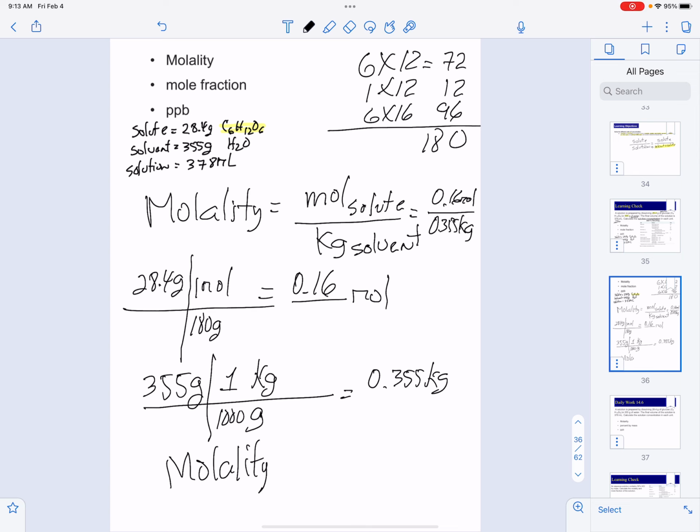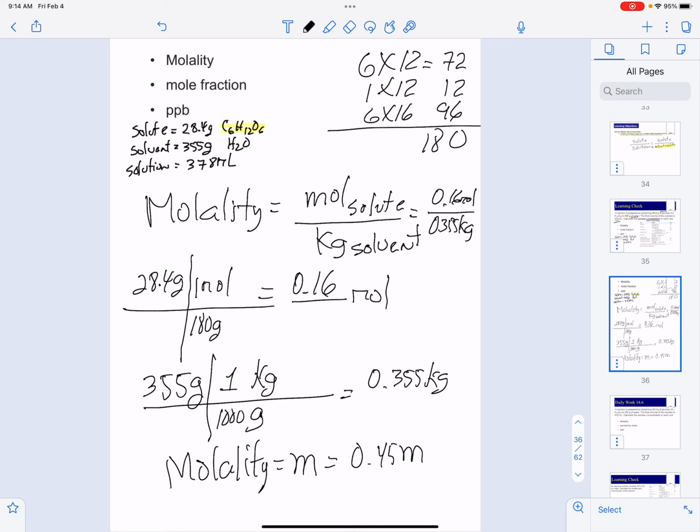So the molality, by the way, the molality symbol is m, just like meters, so be careful. We're using the same symbol we use for meters to say molality, and in our case, it's going to be 0.16 divided by 0.355, which is going to equal 0.45 molality. So that's how we find the molality.